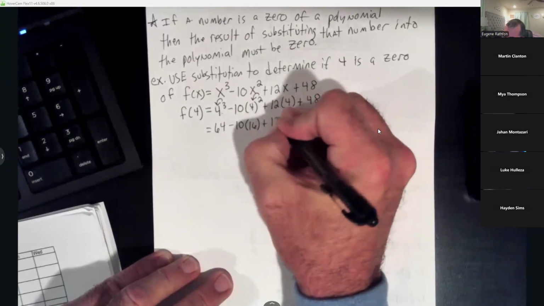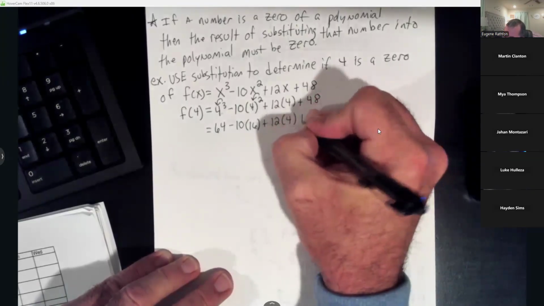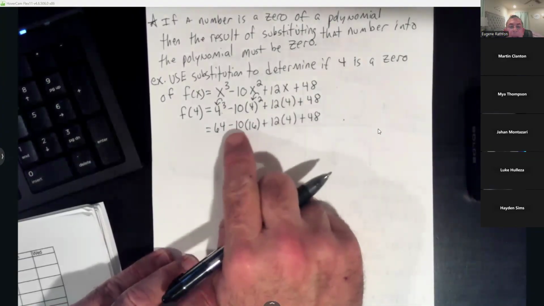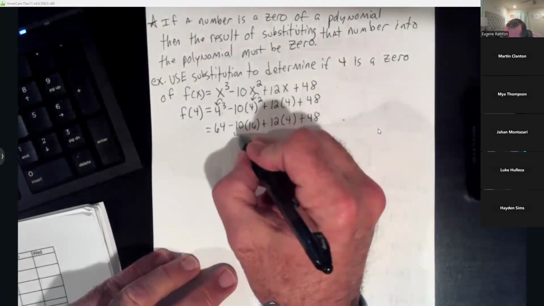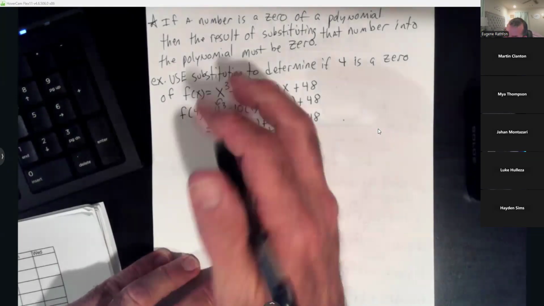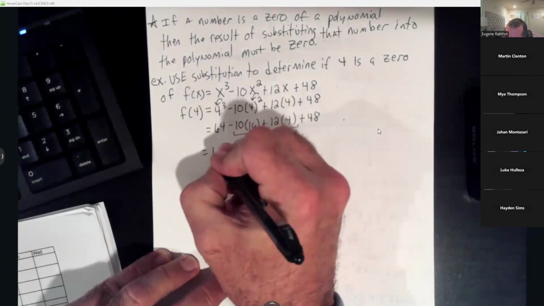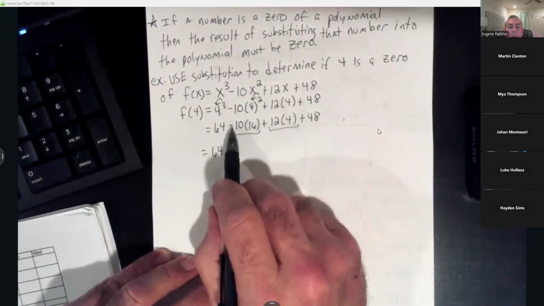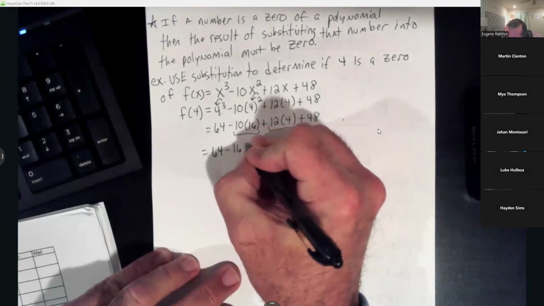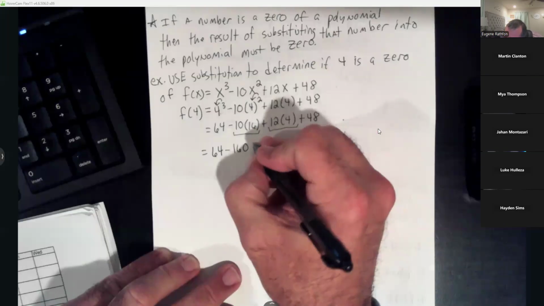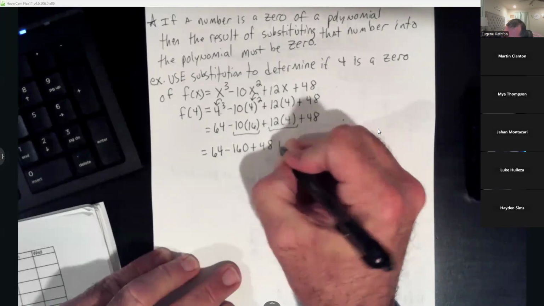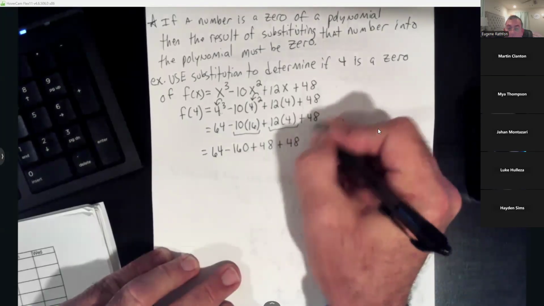And then, y'all, I'm just bringing everything else down. So on that step, I just did the exponents. Now I'm going to do the multiplying. So I got to multiply this, and I got to multiply that. So everything else is coming down. So I'm bringing down my 64. This will be minus 10 times 16. So that'll be minus 160. This will be plus 12 times 4, which is 48. And y'all at the end, bring down that 48.